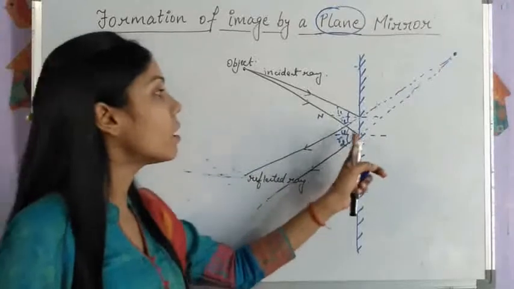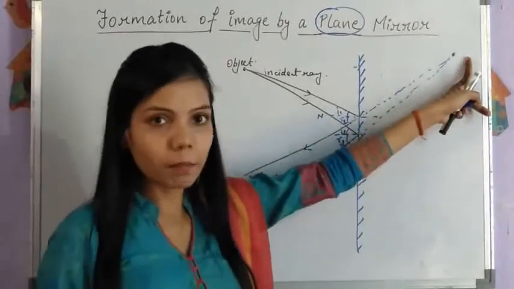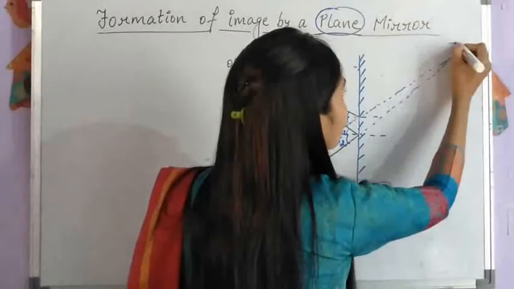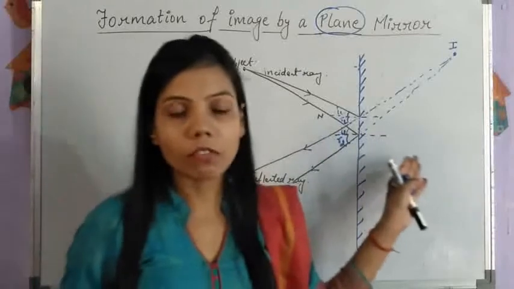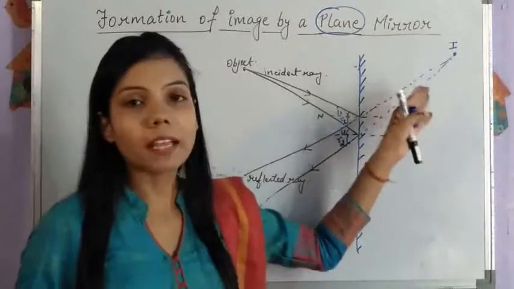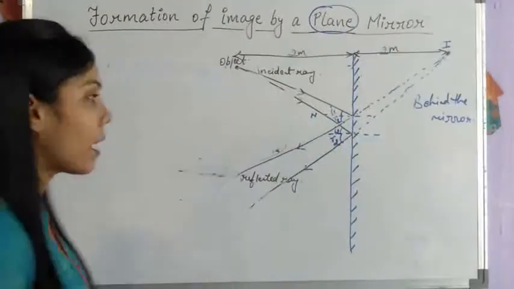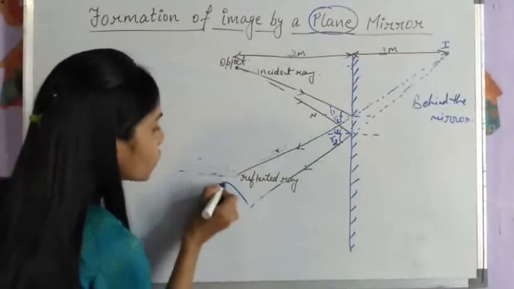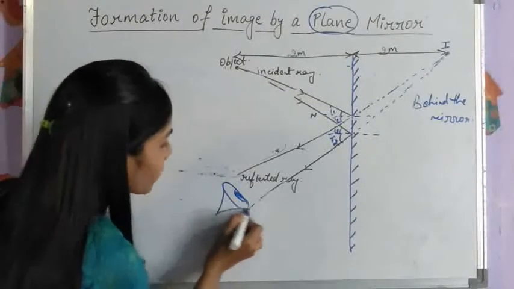Wherever these two reflected rays meet each other behind the mirror will become the position of the image. So what do you think? What is the position of the image? The position of the image is located behind the mirror. Okay. And this is the position of an observer. This is our eye.